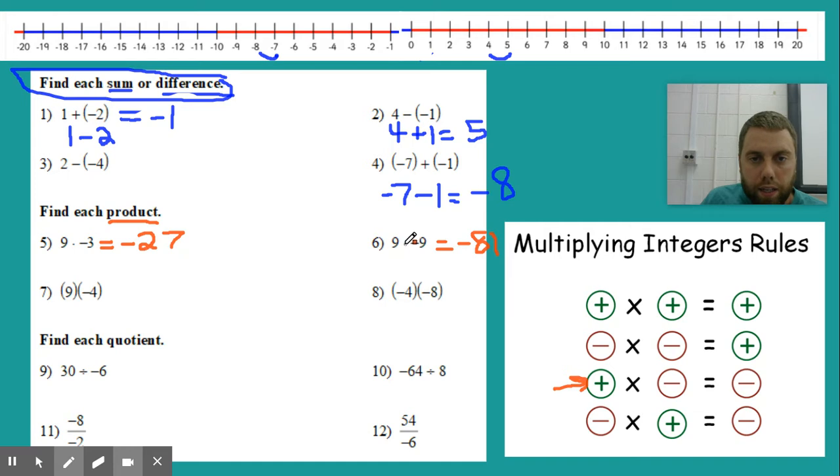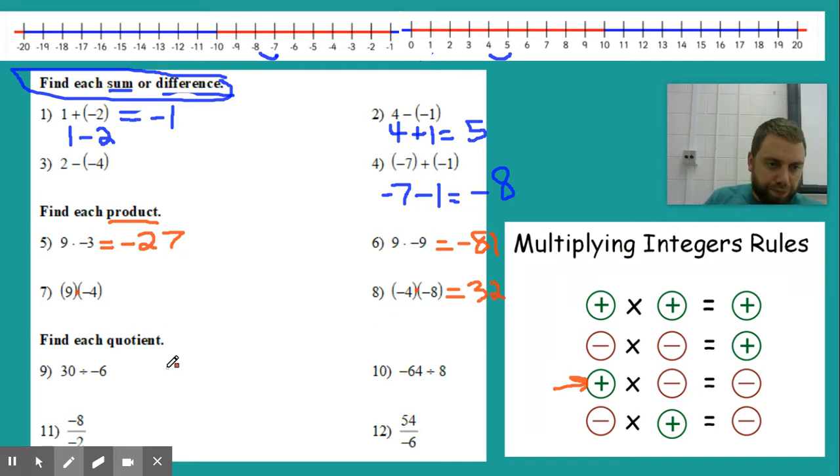Okay? And if we have two parentheses next to each other, it also means multiplication. Both of these also mean multiplication. And we remember, just like the minus a negative here, multiplying a negative times a negative gives you a positive. 4 times 8 is 32.